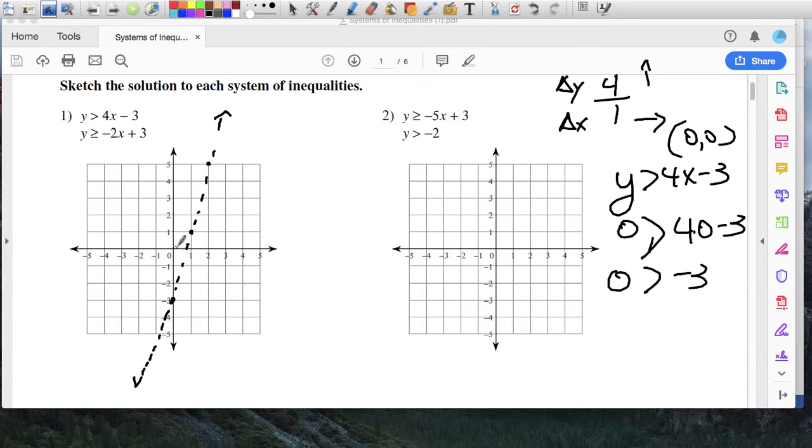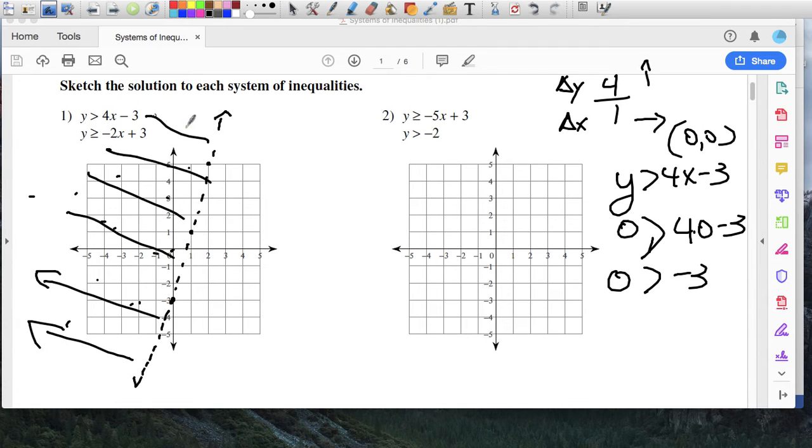Yes, it is. So this point 0, 0 worked, which means every single point on this side is also going to work, and we can use arrows like this to indicate that everything on this side of that line will make that inequality true.